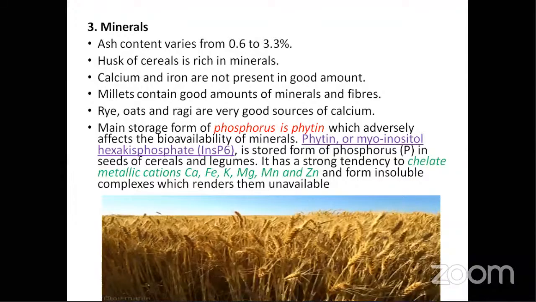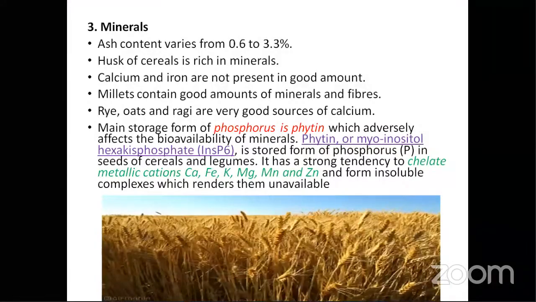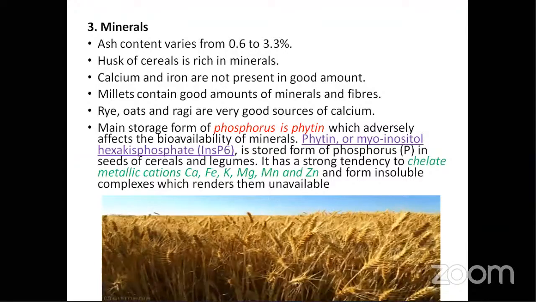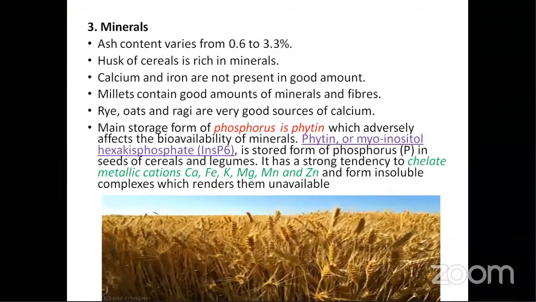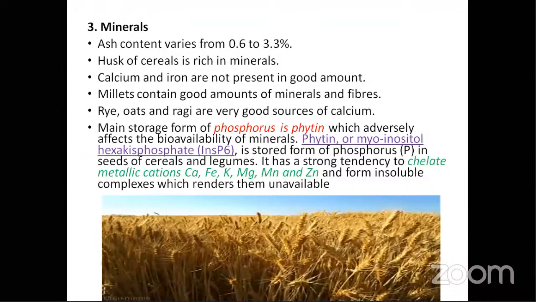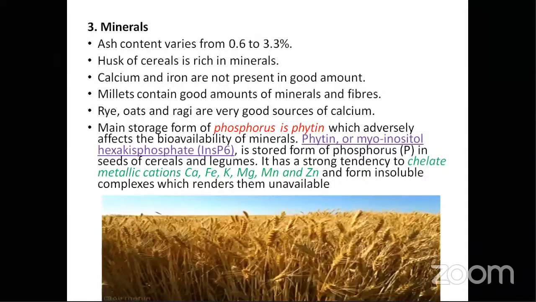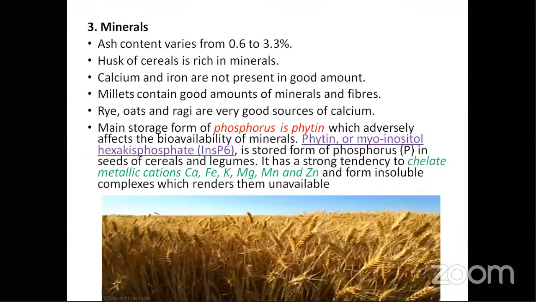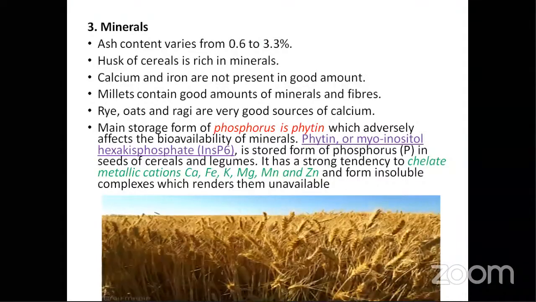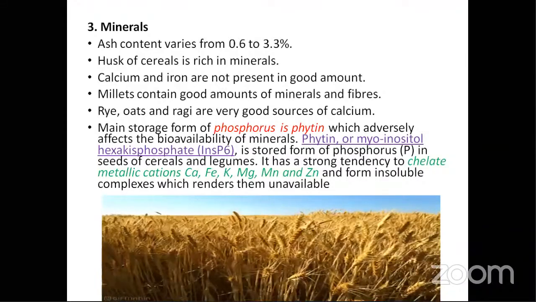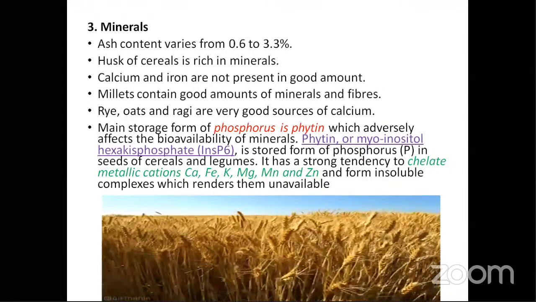And this phytin has good affinity for metallic ions, for example calcium, iron, zinc, manganese, magnesium. And it leads to the formation of complexes which are insoluble in nature. That way they bind these cations and make them unavailable to our body. So we may think that we have consumed so much of this, and our diet is fulfilling the daily requirement of calcium or iron. But the hidden factor is that this phytin combines with them to form complex compounds and makes them unavailable to our body.